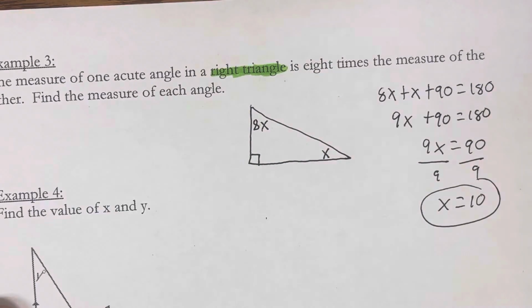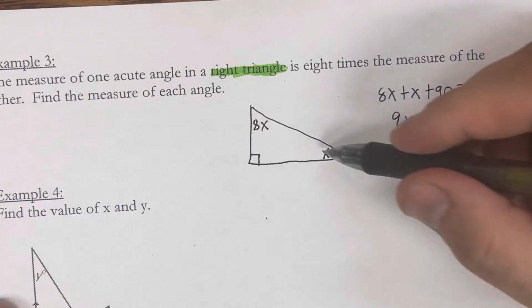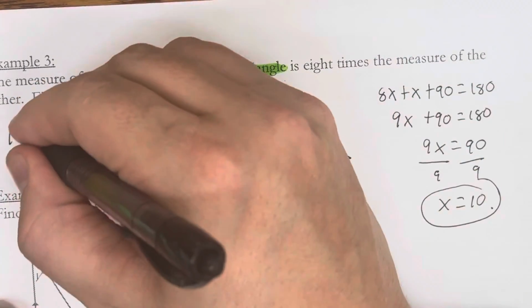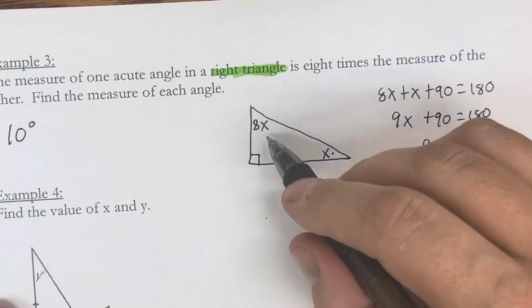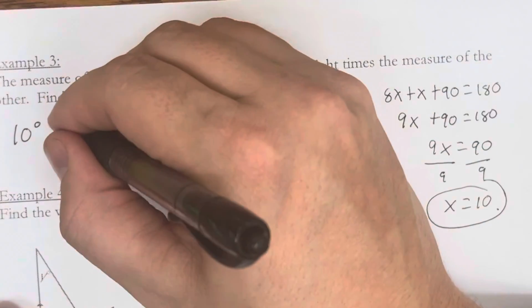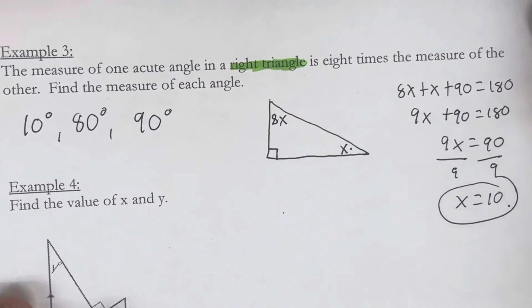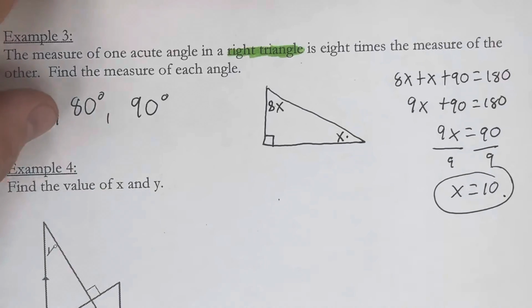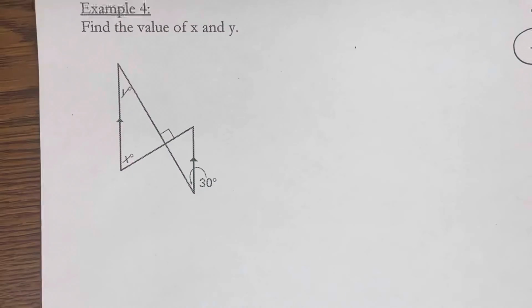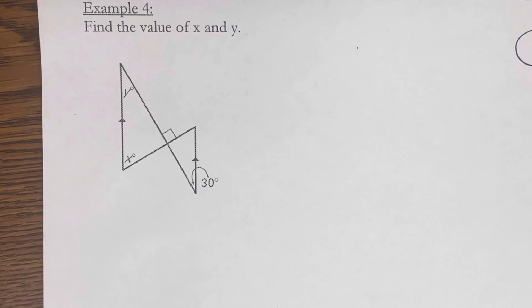Now it said to find each angle, so I still have to plug this back in. So one of the angles is 10 degrees. The other is 10 times 8, which is 80 degrees. And the other one was our 90 degree angle. So we found all three angles. All right, last one. Oh, the bow tie. That's what I call the bow tie problem.